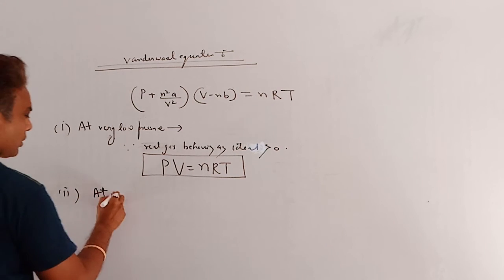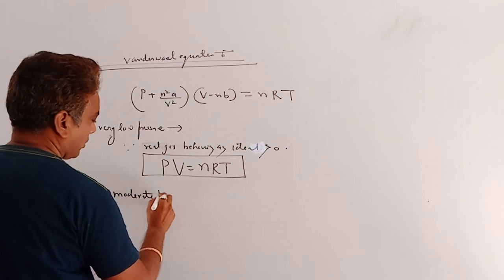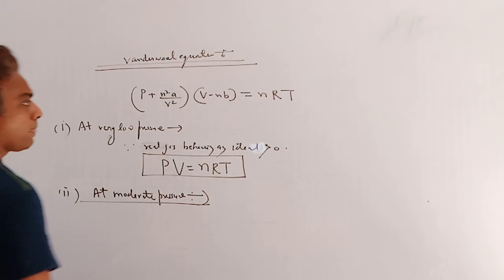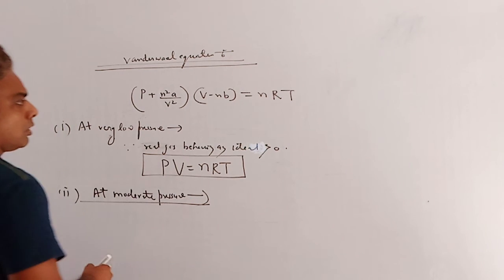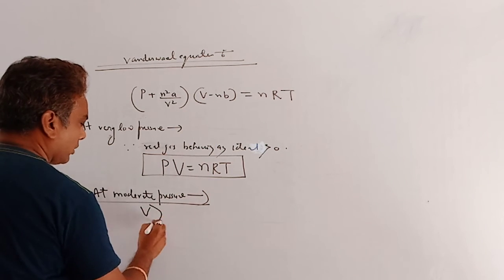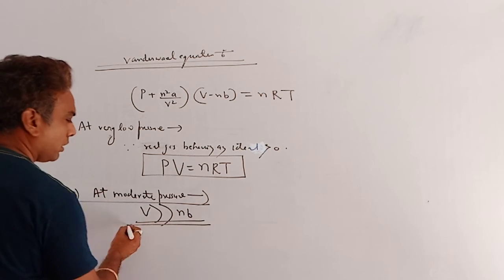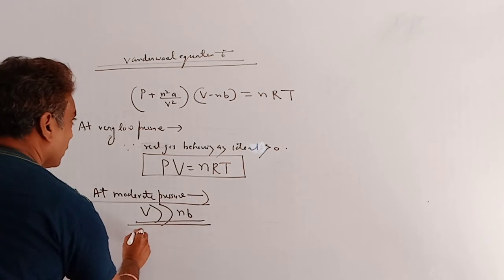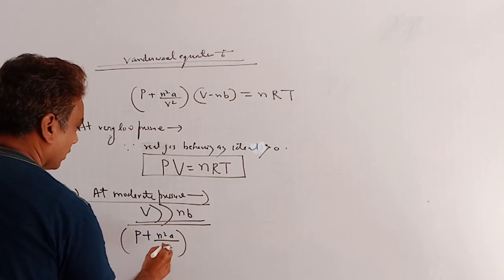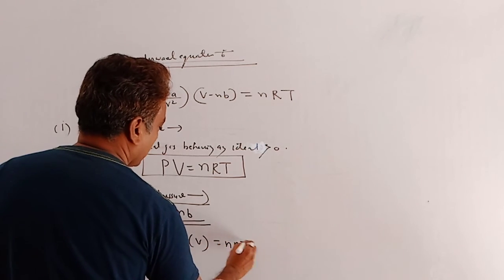At moderate pressure, since volume is very high, V is much greater as compared to nb. So the formula will be (P + n²a/V²) into V is equal to nRT.